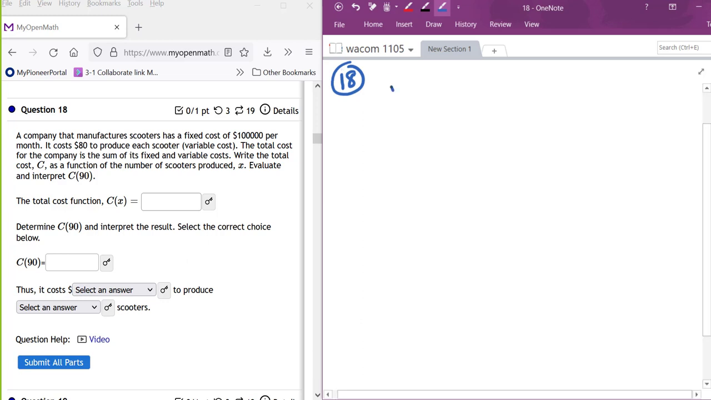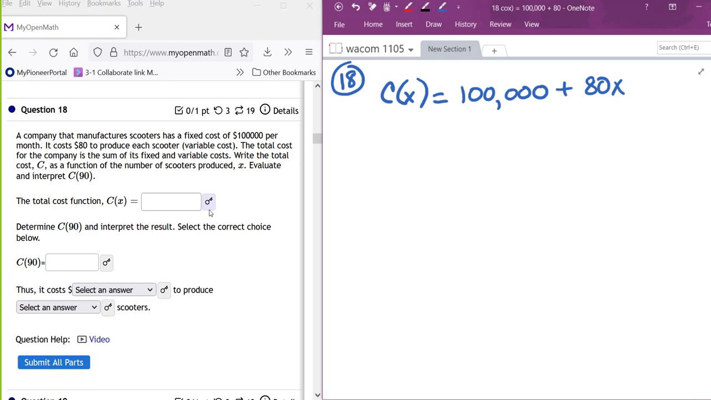So C of X is going to be your fixed cost, which is 100,000. I'm going to put a comma there to help see it. And then it costs $80 times X, and X would be every scooter produced. All right, so that should be our first answer, total cost. So 100,000 plus 80X, that's good.